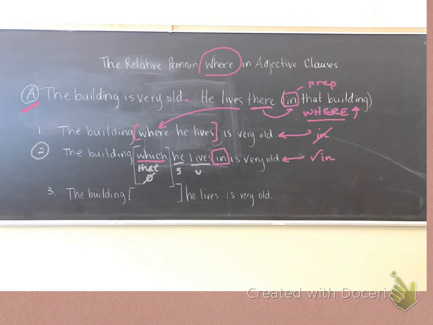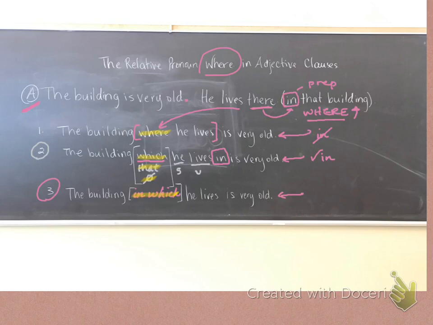Because we have a preposition and we have the word which, we also have a third choice, and our third choice is number 3 down here. What do you think this one's going to be? If we're going to combine the word which and in for number 3, is this what you said? The building in which he lives is very old. That's all right too. So just to review, when we are using the relative pronoun where, we have choices. We can choose which, that, or nothing, or the preposition plus which.